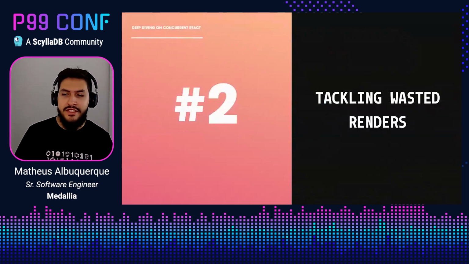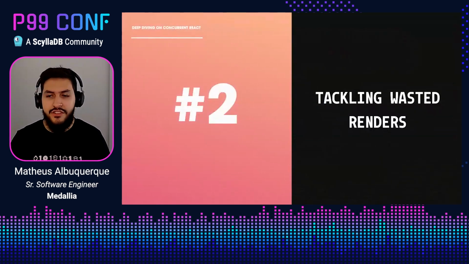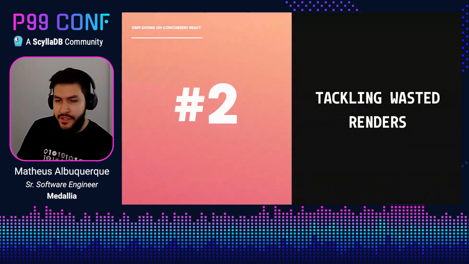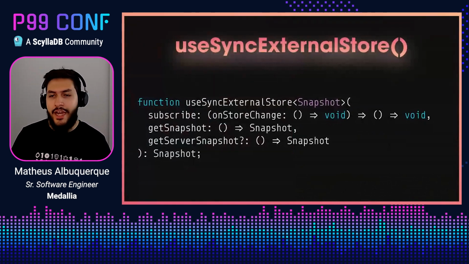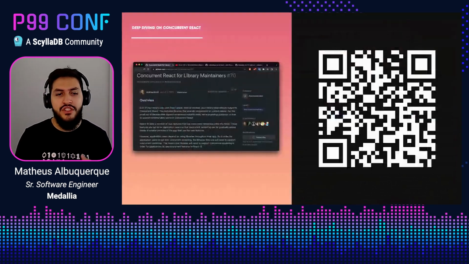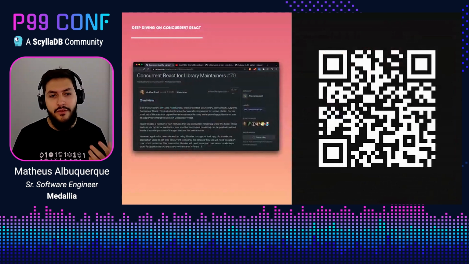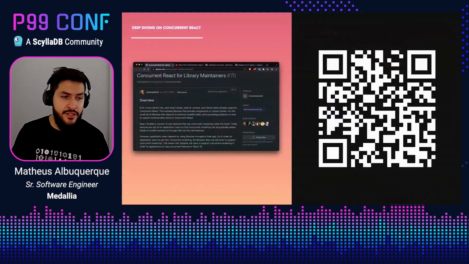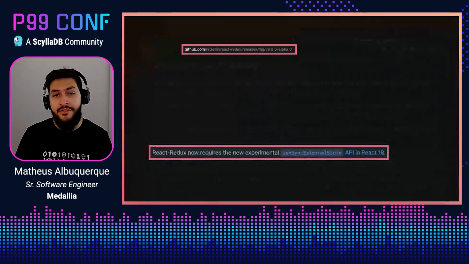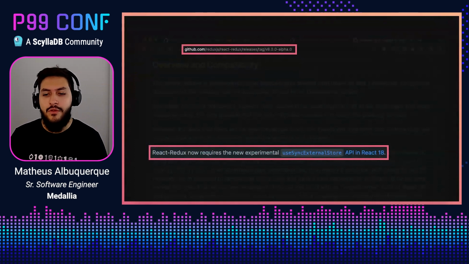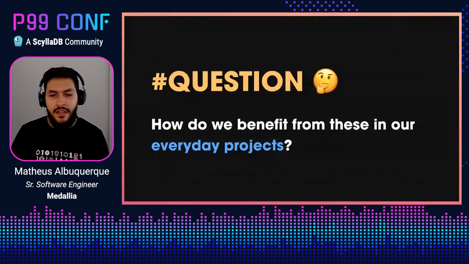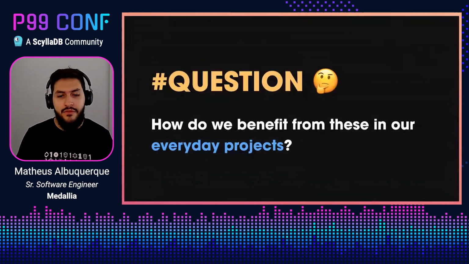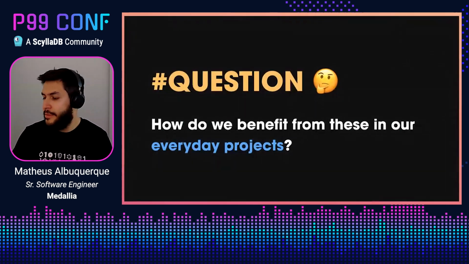Another scenario is tackling wasted renders. So we're constantly trying to improve performance of our components by doing so. There's this hook called useSyncExternalStore that was introduced in React 18. And it was initially sold as a part of the umbrella of Concurrent React for library maintainers. And some libraries even adopted it, like React Redux, for the sake of being compatible with React 18. But again, I see a lot of people don't realize how they could benefit from some of these less popular hooks on a daily basis.